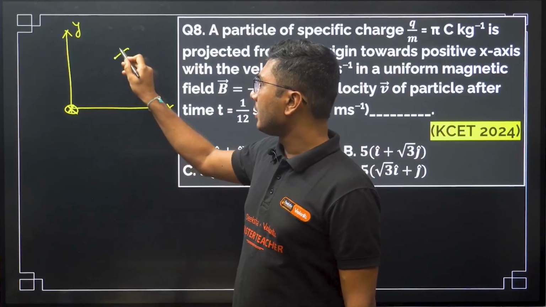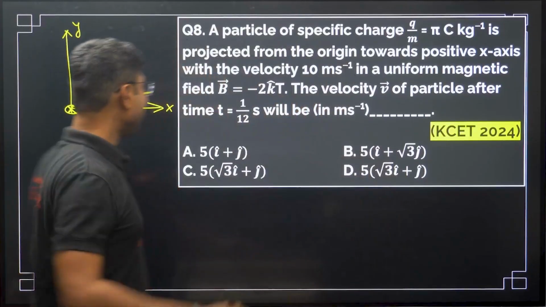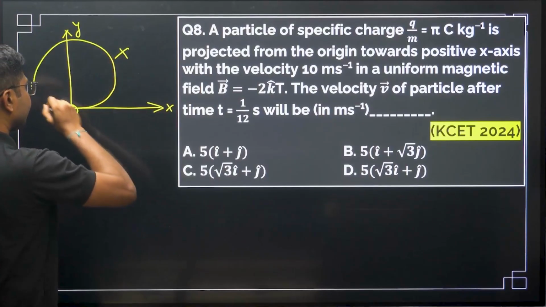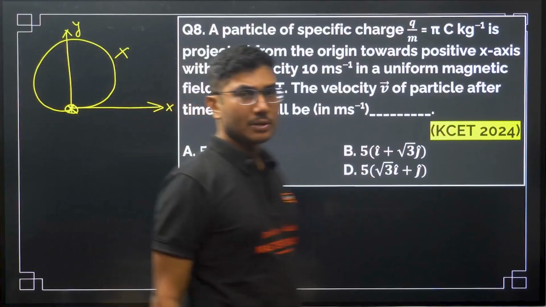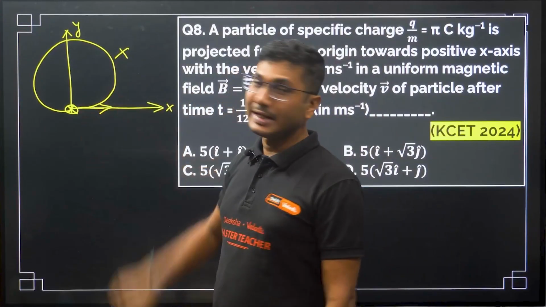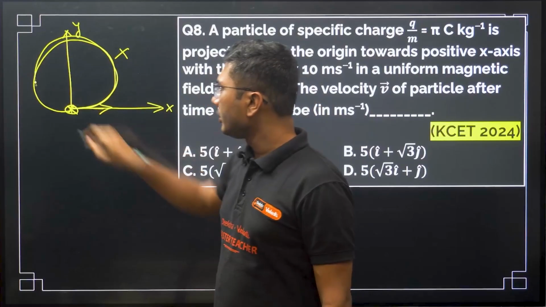It is into the page of the paper. So when you project a particle in the x direction, what will happen? It will rotate in a circular motion. The direction of velocity, initial velocity, and the magnetic field, they are perpendicular. So perpendicular means there will be a circular motion, right?